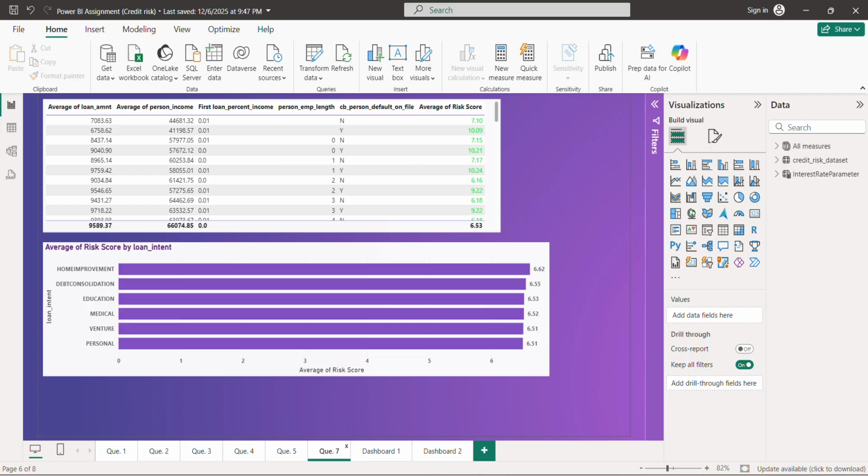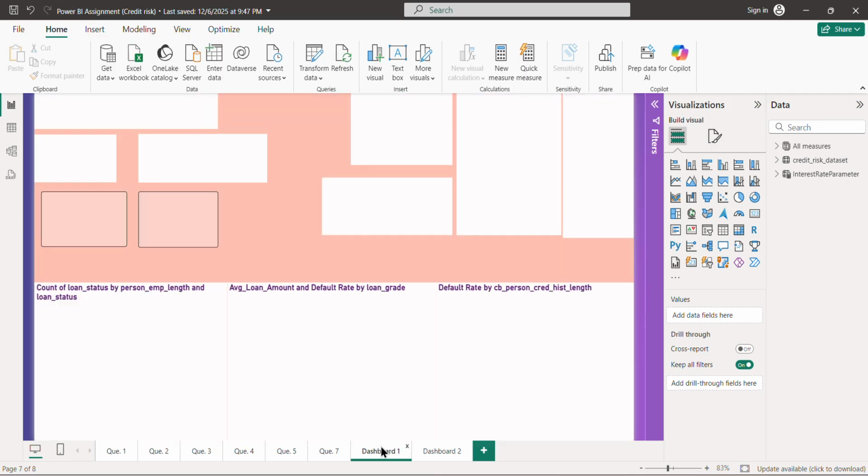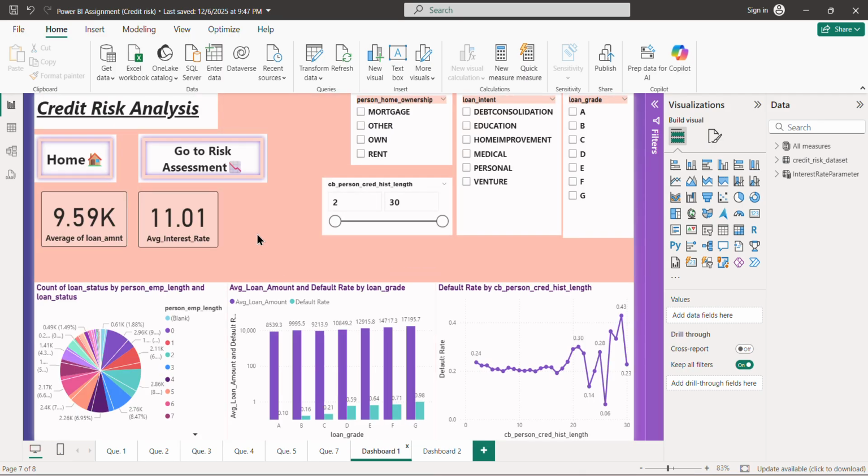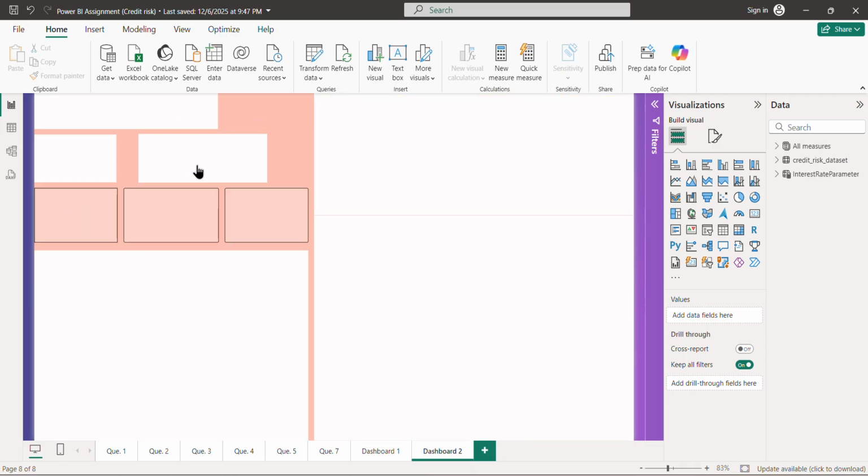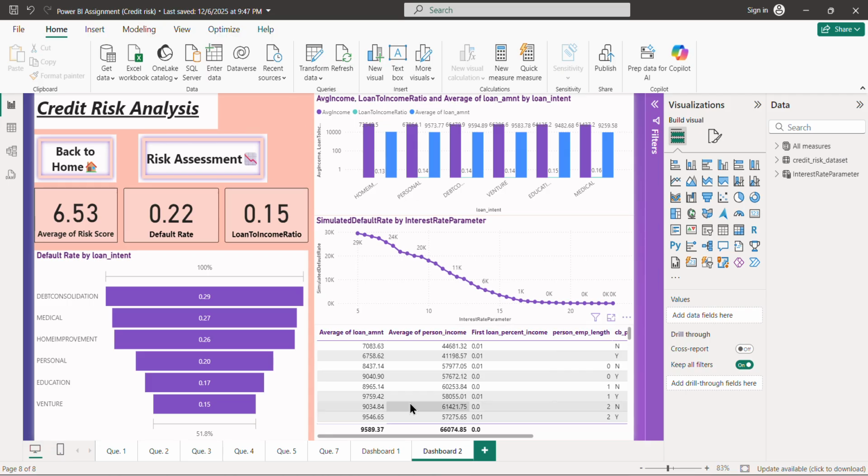Okay, now let's move on to our dashboard. So here we have our dashboard with all the previous visualizations as we discussed. If I go to risk assessment, these are the visualizations of risk assessment, with the default rate by loan intent, simulated default rate by interest parameter, average income and loan to income ratio, and average loan amount by loan intent.